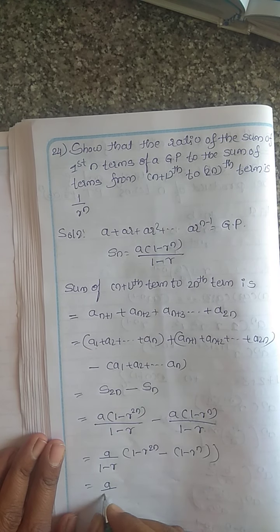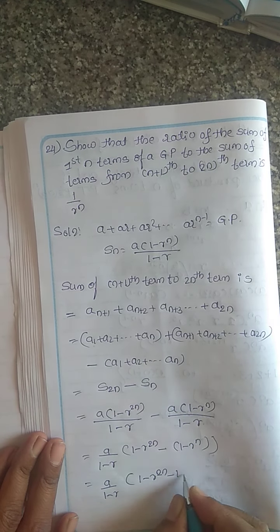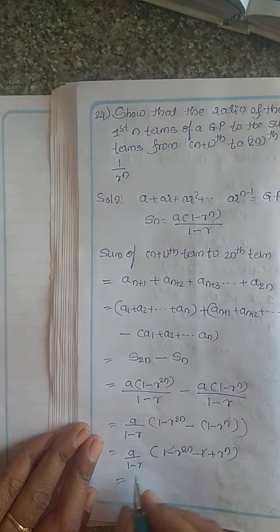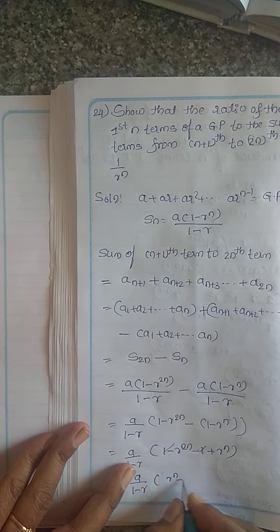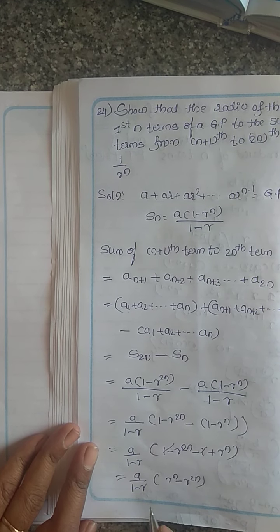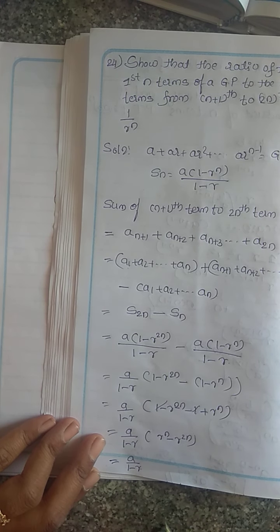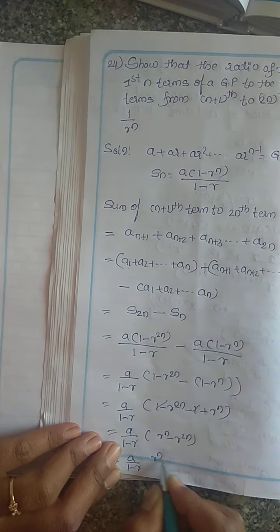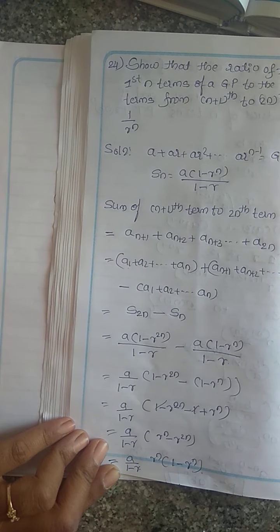So that is a divided by (1 minus r) into (1 minus r raised to 2n minus 1 plus r raised to n). So we can write this as, 1 gets cancelled, a divided by (1 minus r) into (r raised to n minus r raised to 2n). So I will take r^n common. So a divided by (1 minus r). If we take r raised to n common, the remaining value is 1 minus r raised to n plus n, that is 2n. So 1 minus r raised to n.